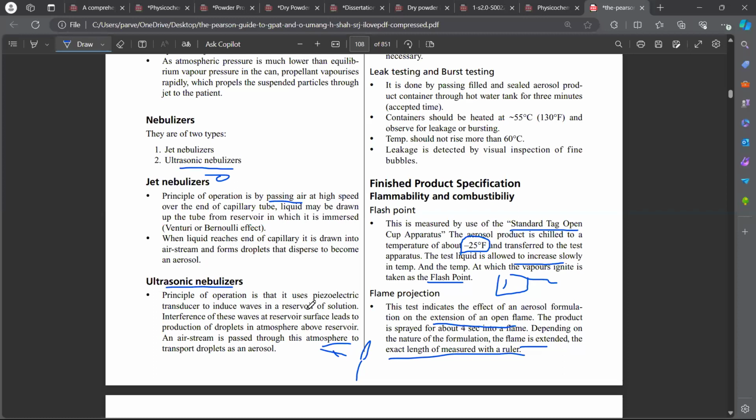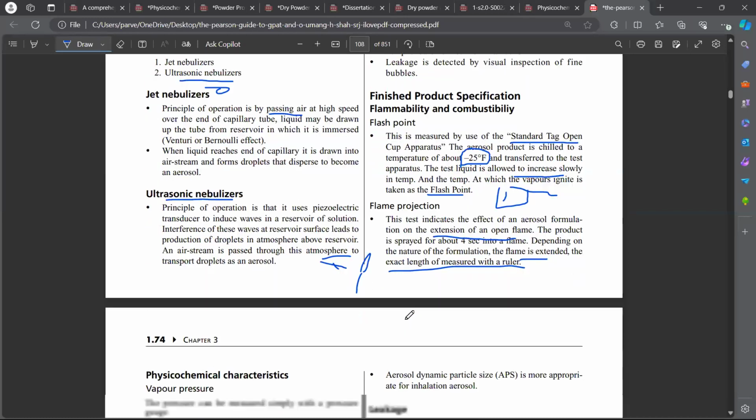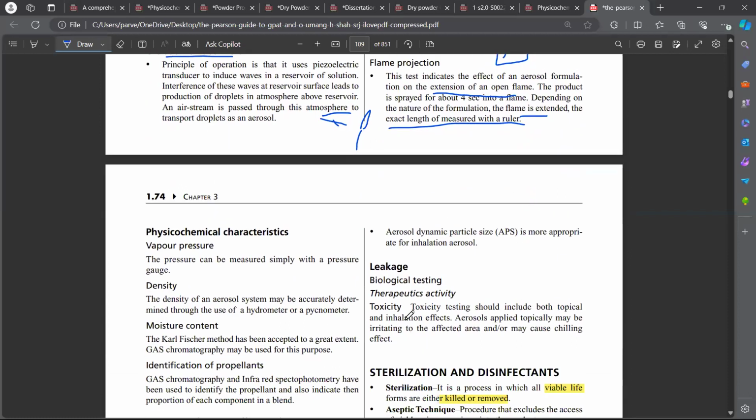You have to know, guys. You have to recall it. What is the composition of the Karl Fischer reagent? Recall, because it has been asked. Yes, it consists of iodine, sulfur dioxide, and a solvent, which is basically alcohol. Great, guys.